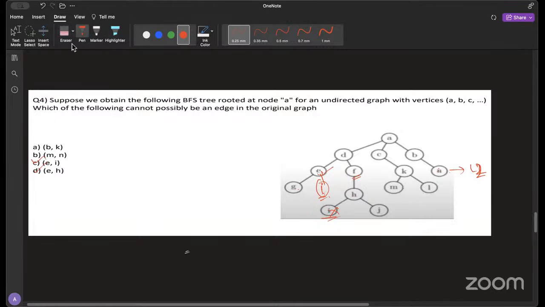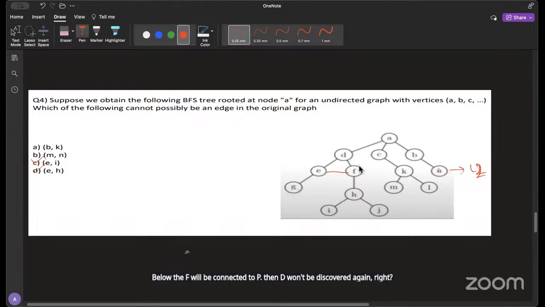And I have a doubt. E and F can be connected, right? Because on the same level ones can be connected in a BFS tree. That's fine. But how, ma'am? Like if E is connected to F, then the whole branch below the F will be connected to E. Then D won't be discovered again, right?